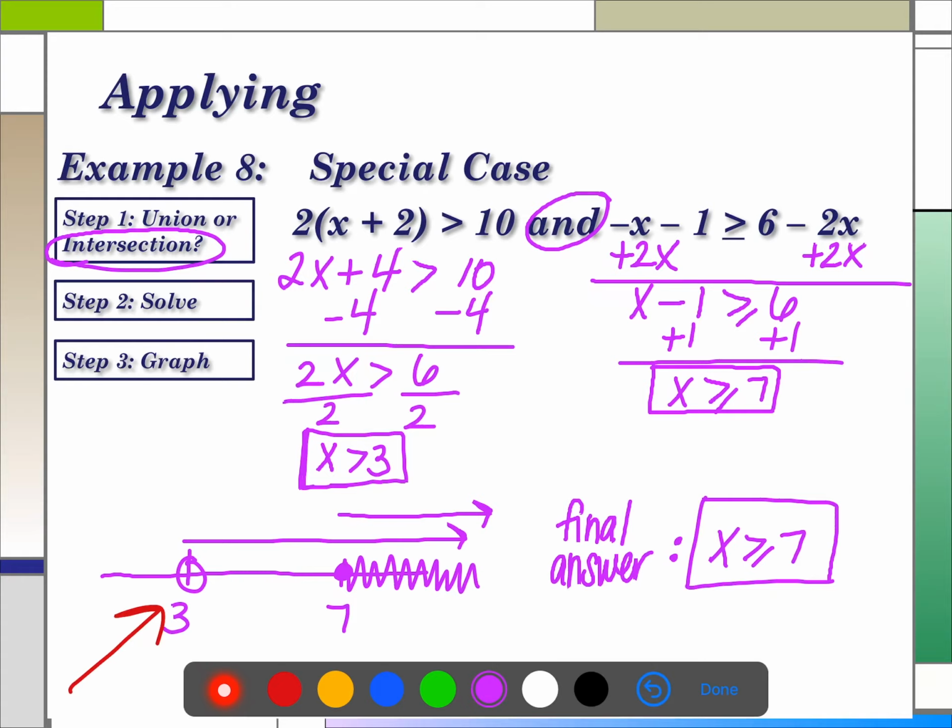Okay, and that's the whole inequality portion. You're only shading where they overlap, and they happen to overlap there at x is greater than or equal to 7. So the 3 does not affect your final answer.